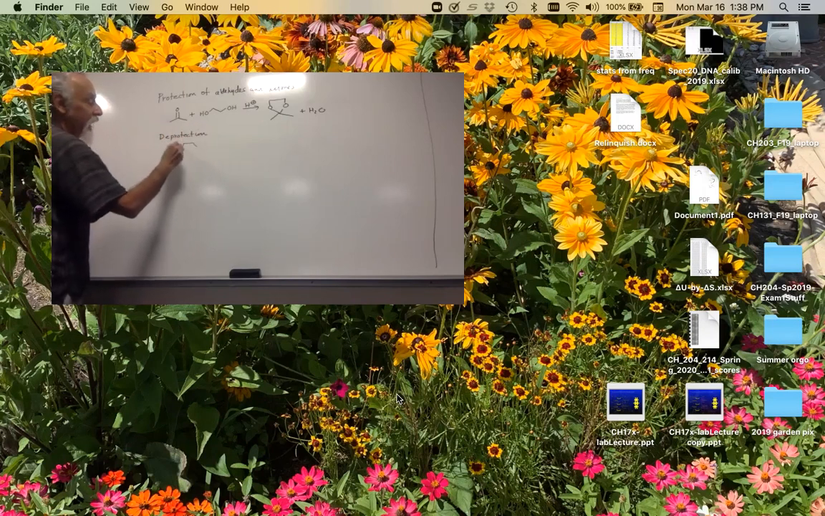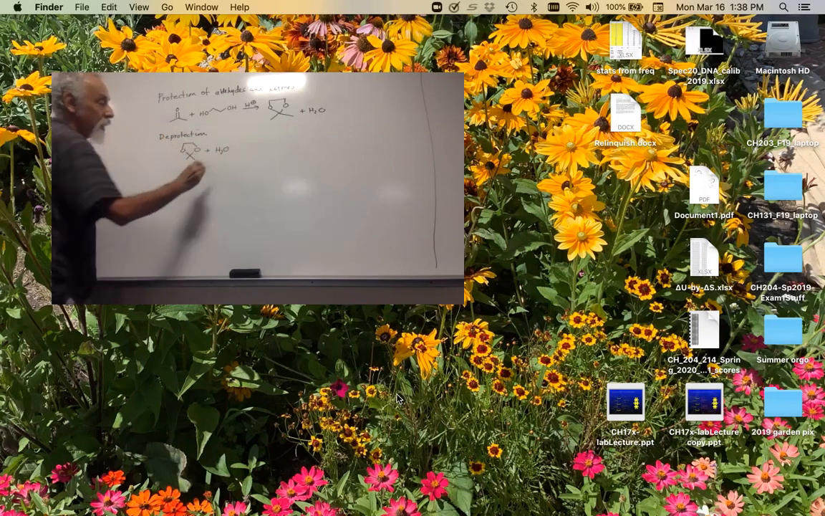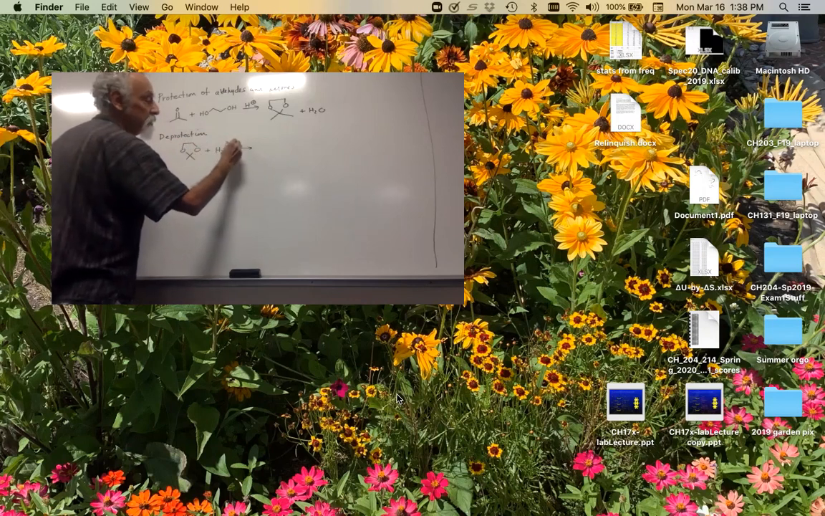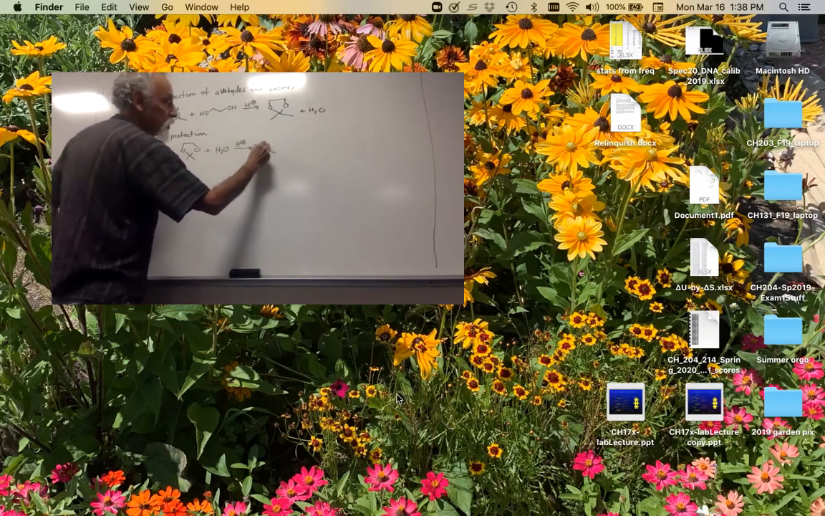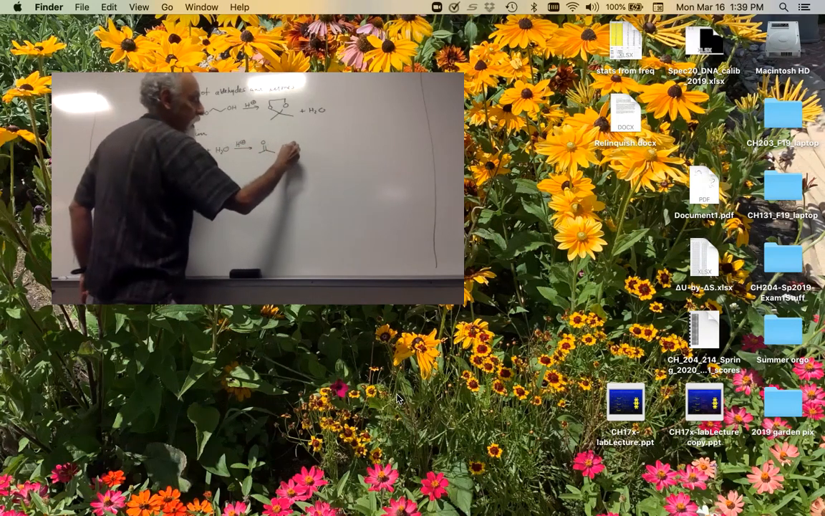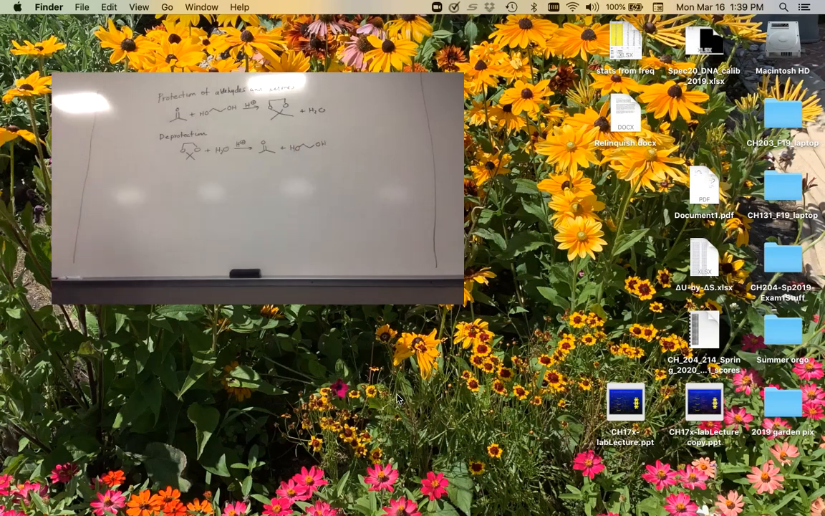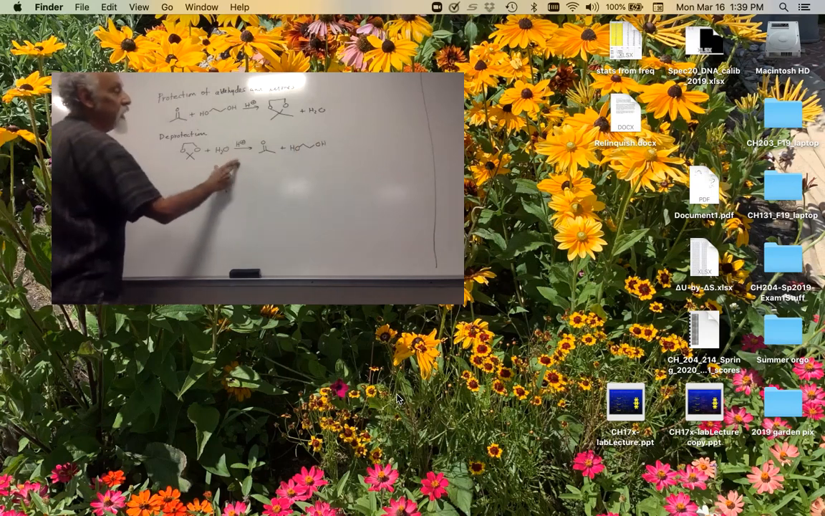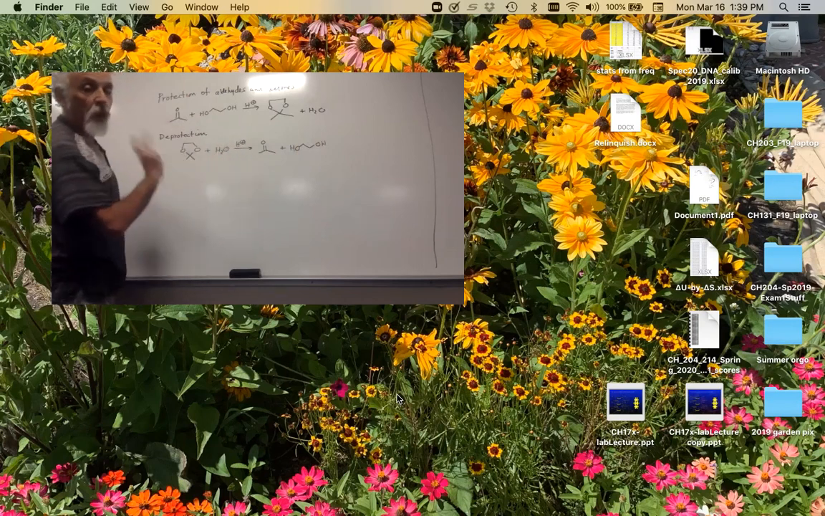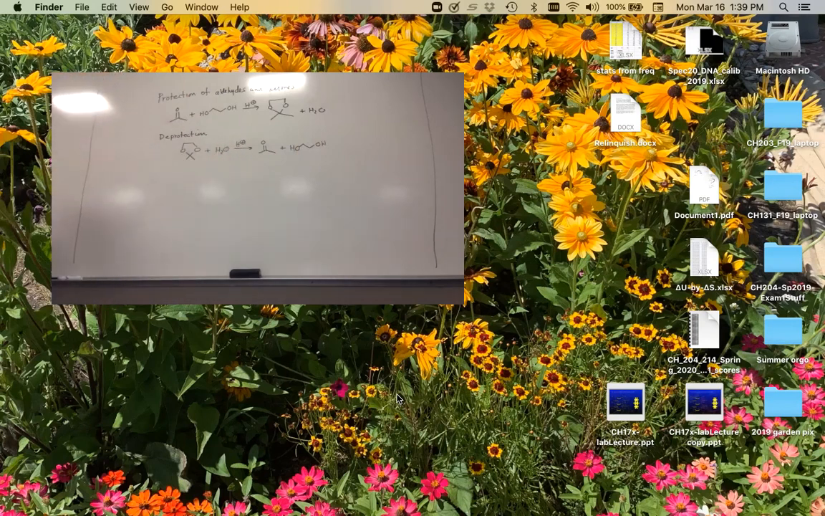You have the acetal, and you mix that with water, and acid must be present. And so this is going to regenerate the aldehyde or ketone that you started with, and it's going to regenerate that ethylene glycol. So the conditions for the deprotection are water and acid. Please remember that water and acid, both of them must be present. It can't just be water. It can't just be acid. Okay, so that's protection of aldehydes or ketones.